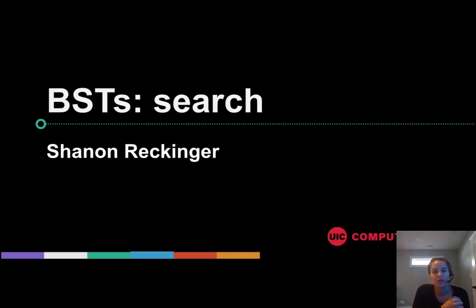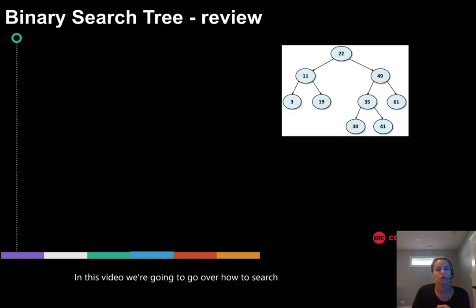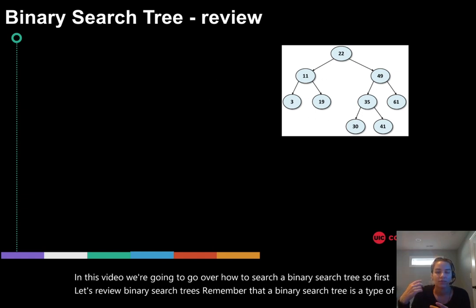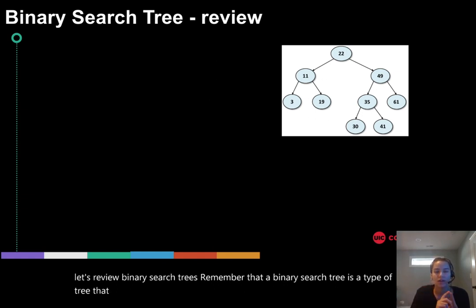In this video, we're going to go over how to search a binary search tree. So first, let's review binary search trees. Remember that a binary search tree is a type of tree that has two conditions. One is that every node only has one parent, and every node only has, at most, two children.